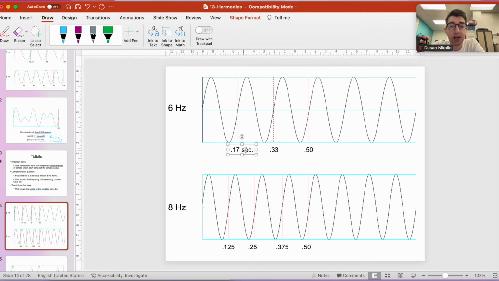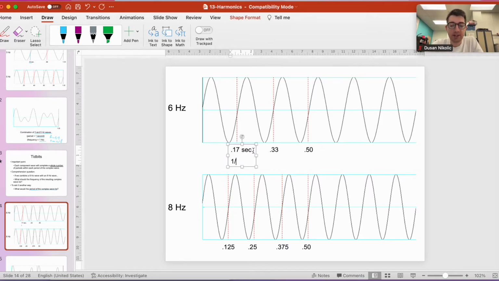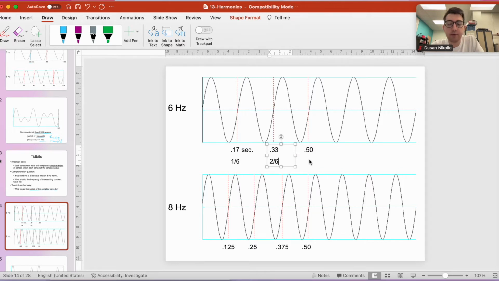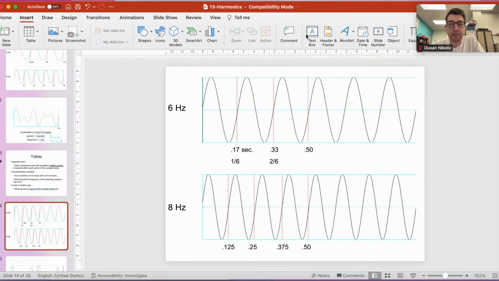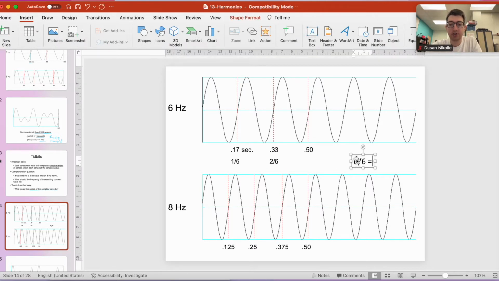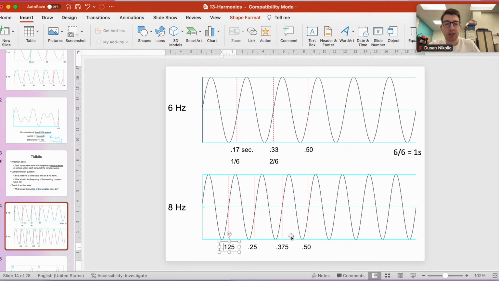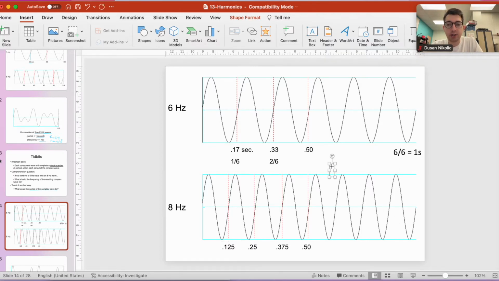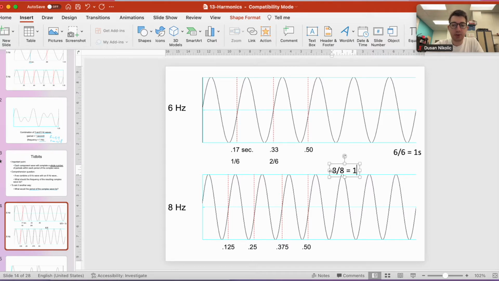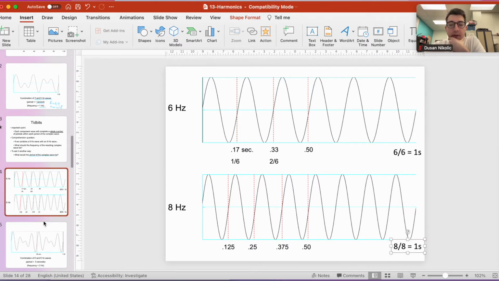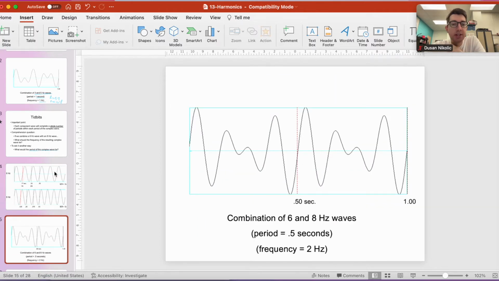So for 6, you will have 0.17 or 1/6, right? Then you might have 2/6 and so on and so forth, right? Until you get to 6/6, right? Which is 1 second, and that's somewhere, that's here, right? Okay. Here you have 1/8, 2/8, 3/8, and so on and so forth until you come to 8/8, which is 1 second, right? And there you have it here, right? So yeah, the period would be 0.5 seconds and the frequency would be 2 hertz, right?